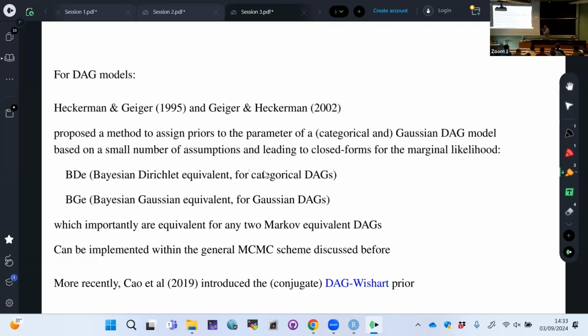However, more recently, Cao and co-authors, 2019, introduced an explicit Wishart type prior for the parameters of a Gaussian DAG model, which is called the DAG Wishart. So it is an extension of the Wishart distribution to DAG constrained covariance matrices or their reparameterizations. And this is what I would like to discuss with you.